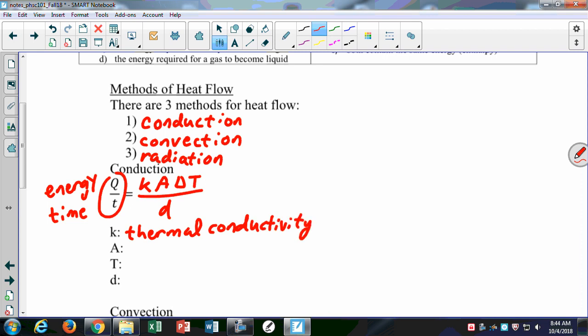It describes how readily a material conducts thermal energy. Wood or metal, which has a bigger thermal conductivity? Metal, right. If I stick a piece of metal in heat, it heats up really quickly and it conducts the energy more readily. A is the area.